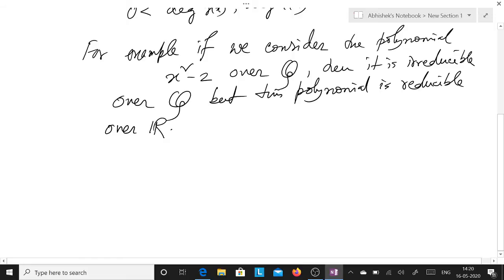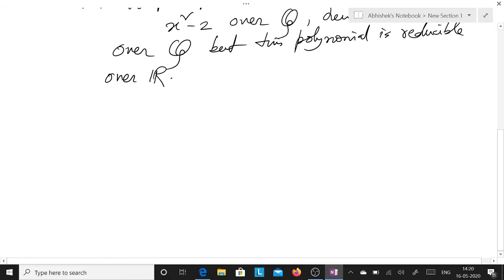And for this reason, a polynomial can be defined as irreducible over the field F if it doesn't have any root in the field F.